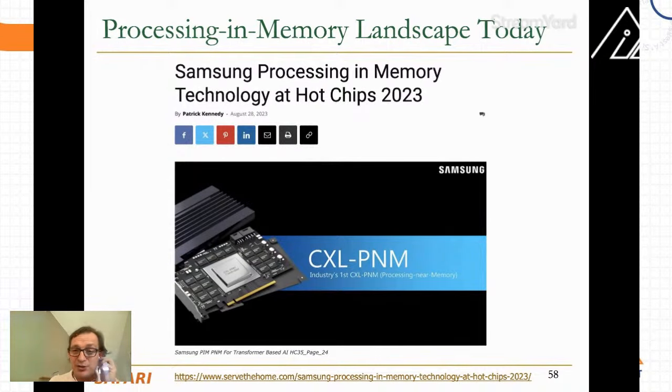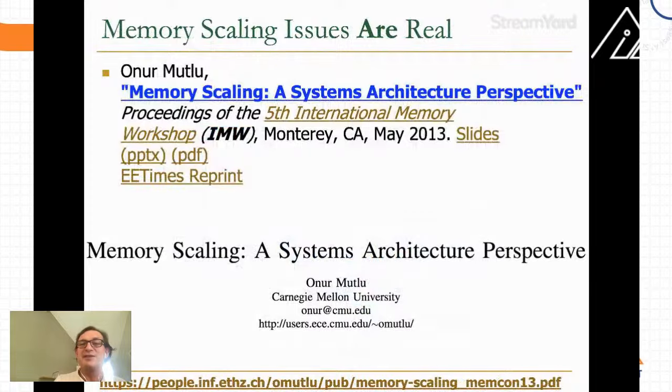And similarly, other manufacturers are also exploiting the CXL type of interconnect so that they can actually offload computation over the interconnect to near memory processors. We're going to talk more about this toward the end of this talk. So in real life, things are happening. So, okay, let's talk about why they're happening.